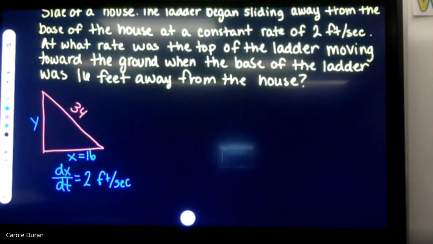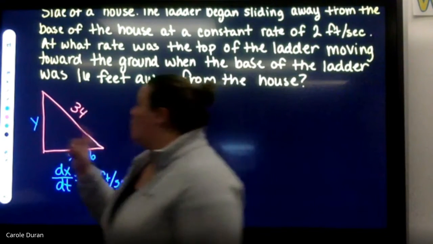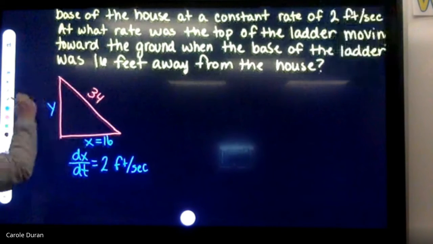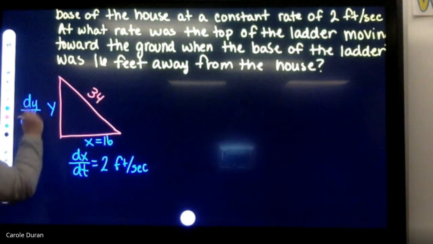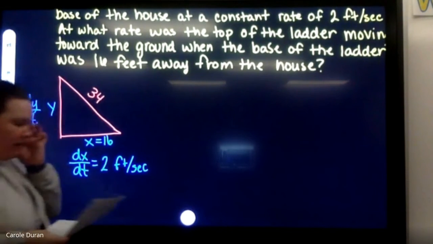So far. What am I solving for? The rate at which the top of the ladder is moving, which is my y variable here. So I'm solving for dy dt. Because it's the rate at which the top of my ladder's height is changing. That's going to be my unknown, and that's what I'm going to be solving for here. Do I have all the information that I'm going to need to solve this?